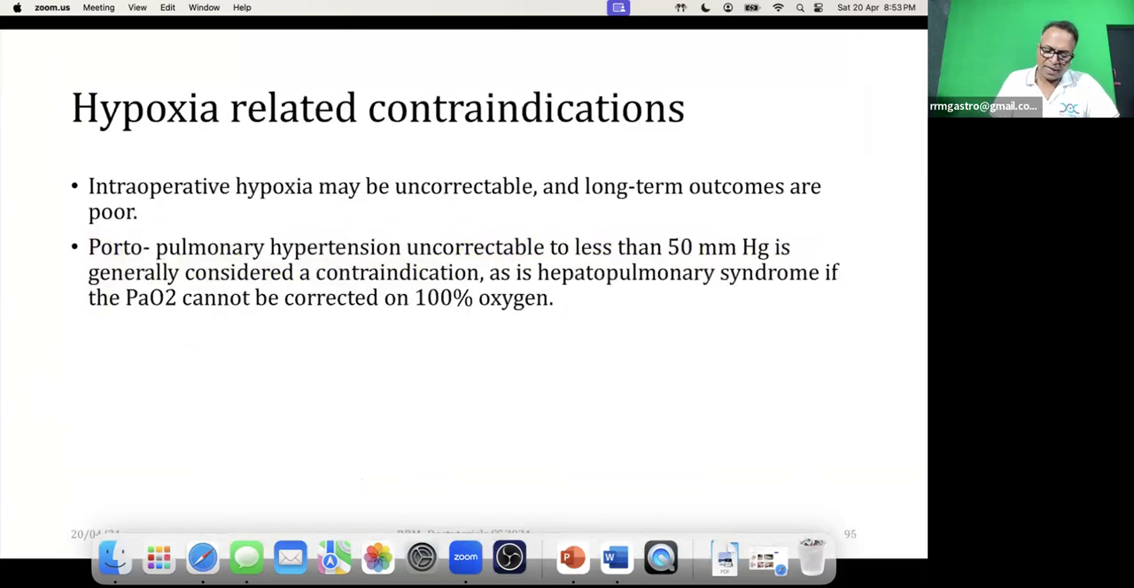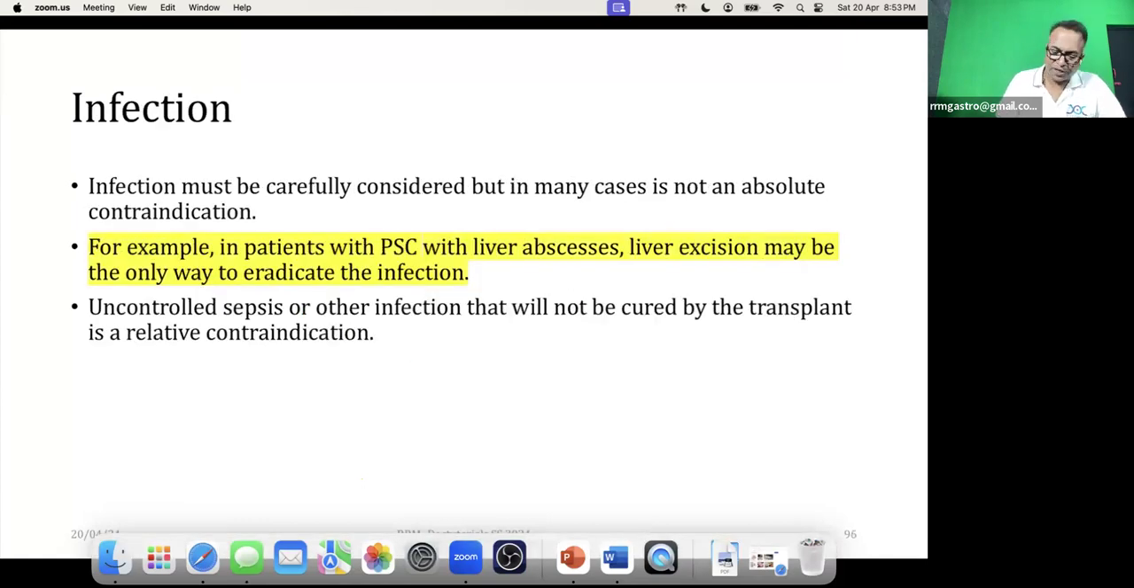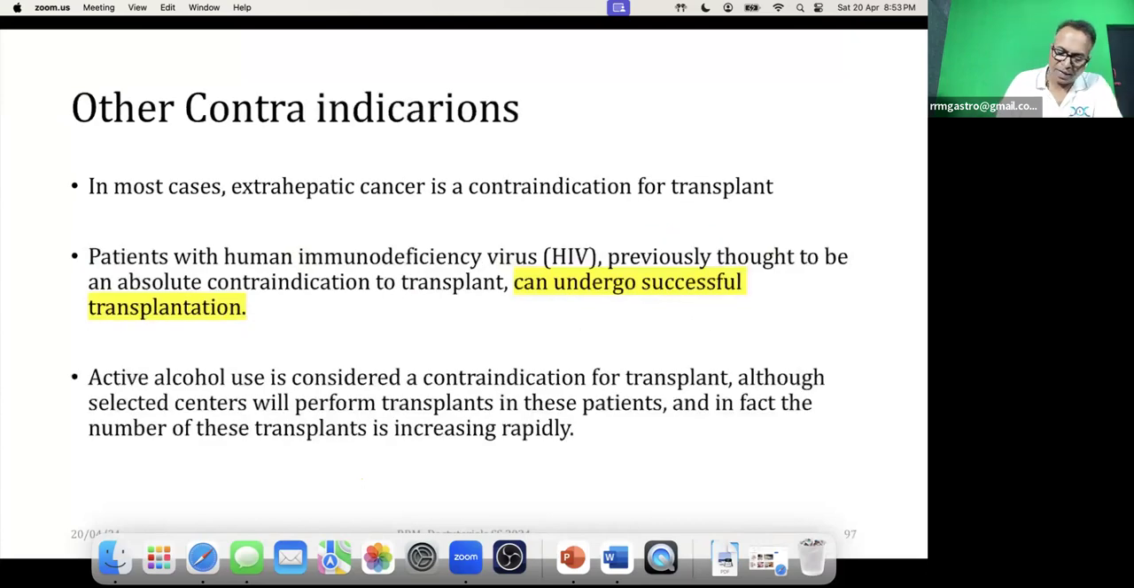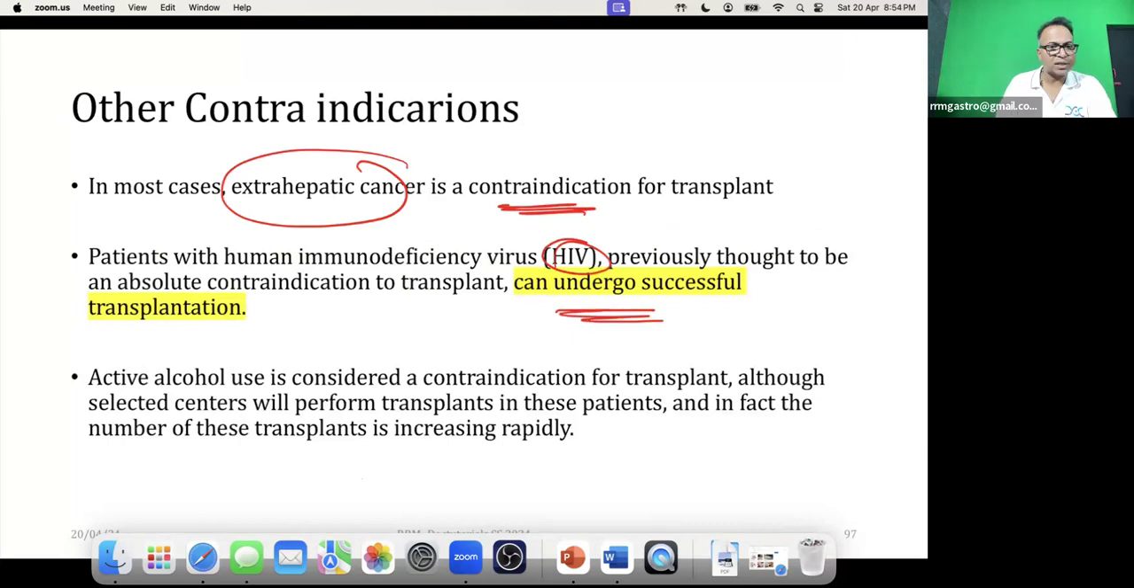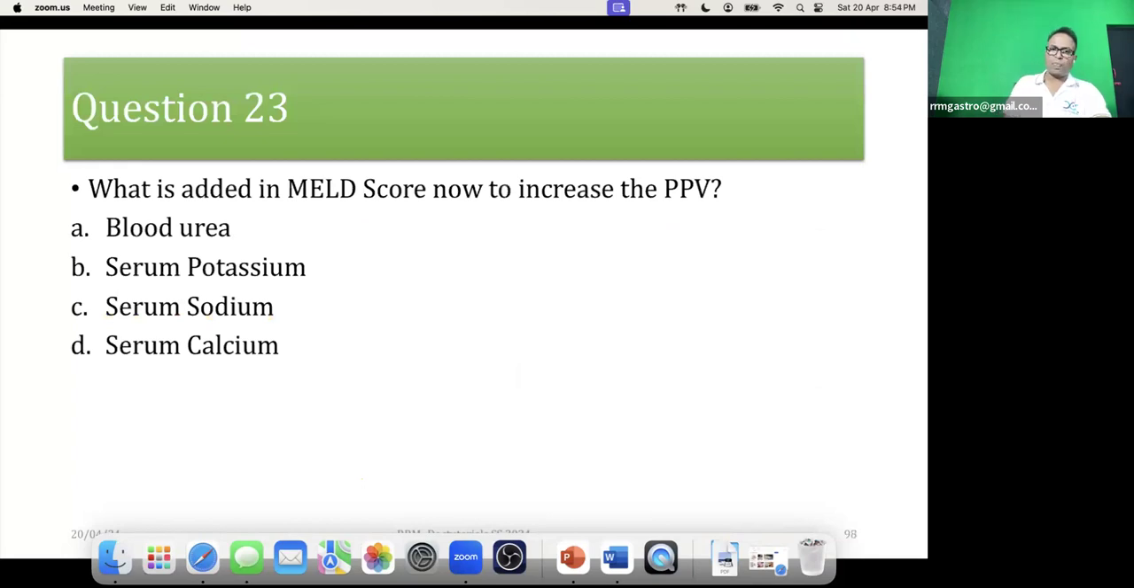So what are the contraindications? Intraoperative hypoxia due to portopulmonary hypertension which is uncorrectable to less than 50, or PaO2 not correctable with 100% oxygen, we cannot do. Infections, we can do transplant, especially when it is a PSC with liver abscess. Uncontrolled sepsis is a relative contraindication. Extrahepatic cancer is a contraindication. HIV patients can now undergo successful transplant. Active alcohol is not a contraindication now.